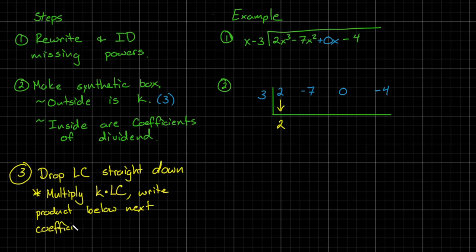Coefficient. Okay, so I'm going to let everybody catch up with the writing just to make sure that if I'm doing something, you don't miss it. I dropped the leading coefficient straight down. I'm now going to multiply whatever's out here and this, and I'm going to write it directly underneath which number?